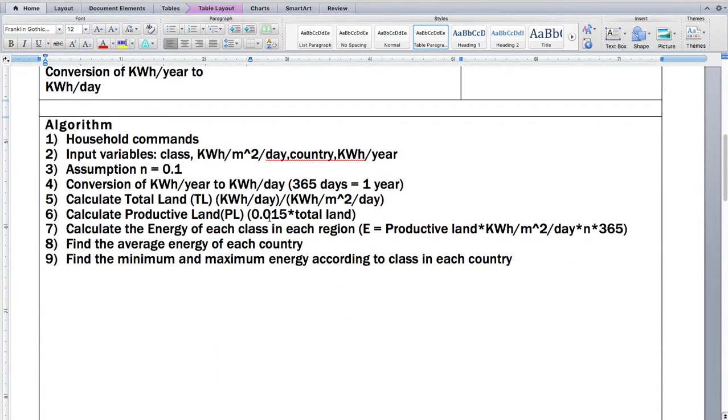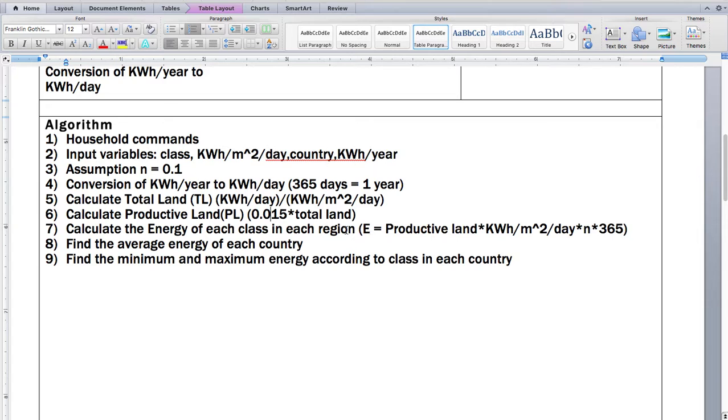To explain our algorithm a little better, we have our housekeeping commands, our input variables, the assumption, and we're going to convert from kilowatts per year to kilowatts per day by using that conversion factor divided by 365. And we're going to calculate the total land by dividing the rate per day by the irradiance. We're going to calculate the productive land by multiplying the total land, which is the previously calculated value here, by 0.015. I can explain this a little bit better once we're in our code.